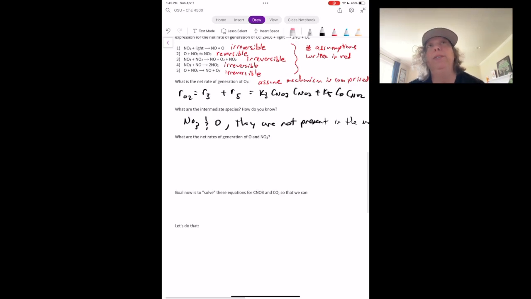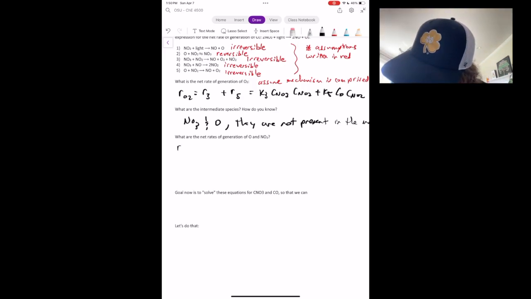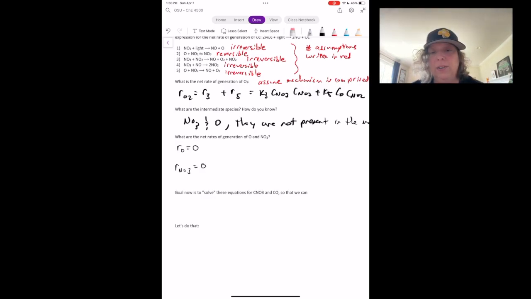So what I'm going to do now is apply the pseudo-steady state hypothesis, which says, okay, these are my two intermediate species, and that means that the net rate of generation of these species must be equal to 0. So what are the net rates of generation of O and NO3? Our R_O is equal to 0 and our R_NO3 is equal to 0. And I can also use my assumptions about the mechanism to fill those in.